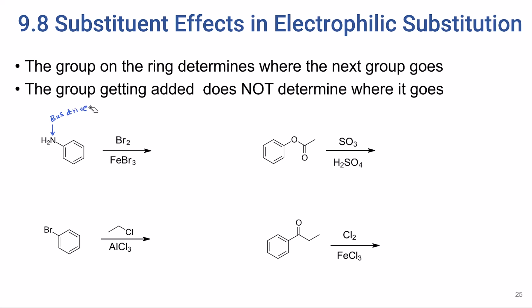It has lone pair electrons. It's electron donating. This is an ortho para director. So our Br is going to go ortho and para to the NH2. So here's our ortho bromine, and we're also going to get the para.